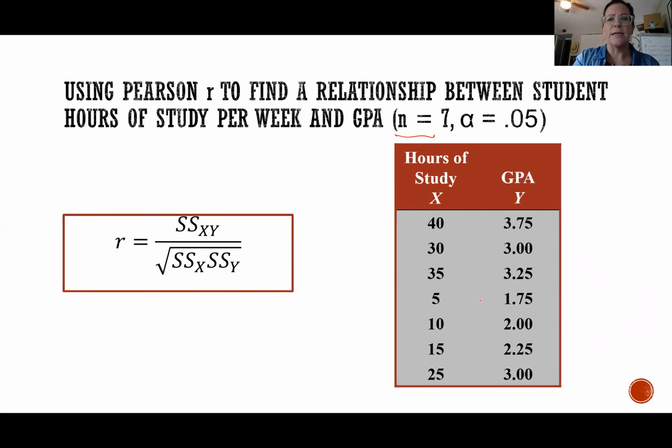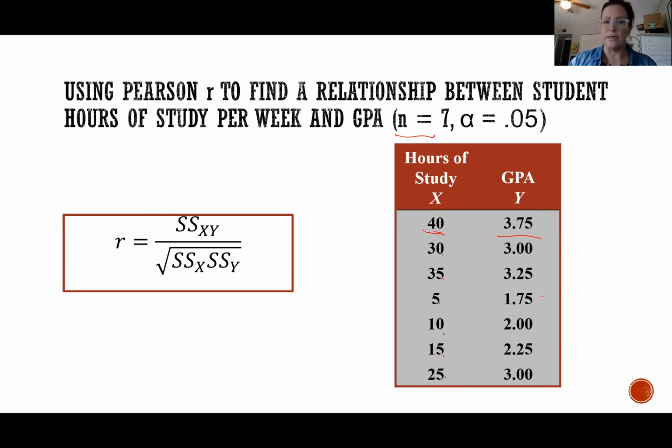So number of hours studied, if you study 40 hours, here's your GPA, 3.75, et cetera. So each one of those study hours, the X scores, has a Y score. If you notice, there's 7 X scores, and for those 7 X scores, there's 7 Y scores. But they're not treated as separate sample sizes because these are 2 different scores for each person that are related, or we're looking for a relationship.